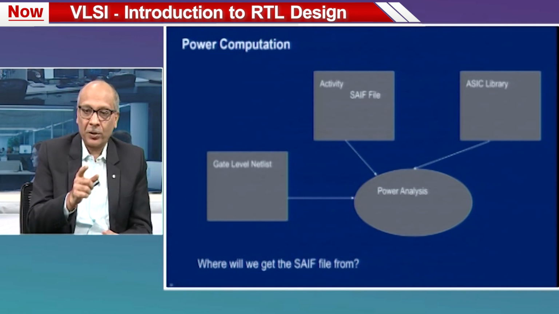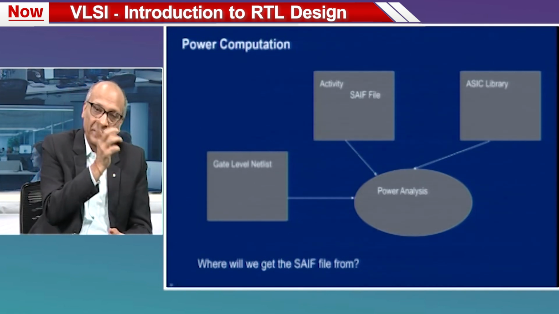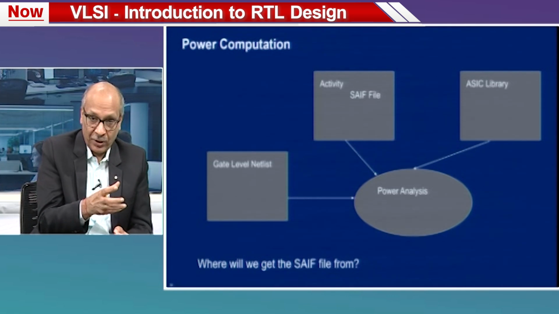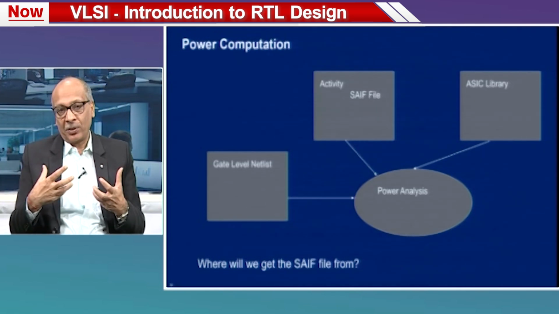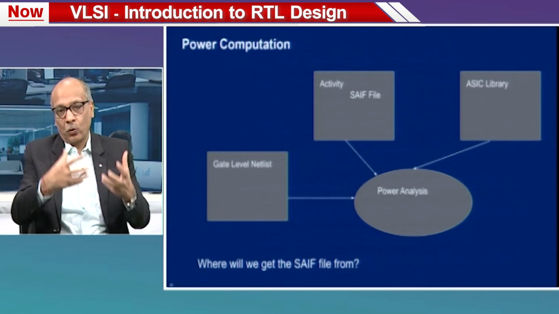That information comes from simulation. When we were running simulation, we were applying vectors. So, simulation can keep track of which node changed how many times and store that information in a file called the SAIF file. And this SAIF file we can provide to the power analysis tool. It already knows the design because it has a gate level netlist. It knows the technology characteristics because it has the ASIC library, and it got the activity related information through the SAIF file, right.